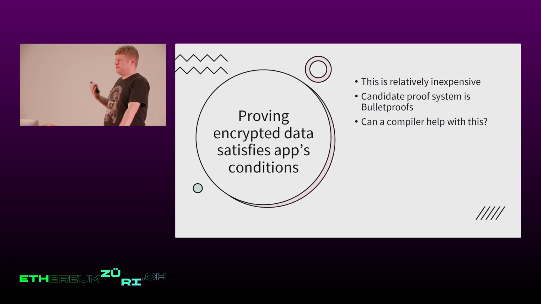So now that we've shown that a ciphertext is well formed, we have to show that the messages contained in the ciphertext obey the properties of the system. So like you're not subtracting money from someone else.